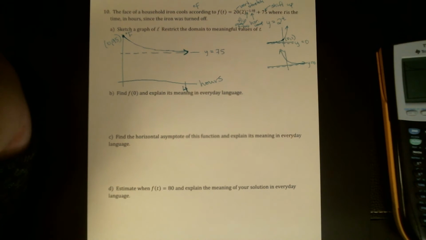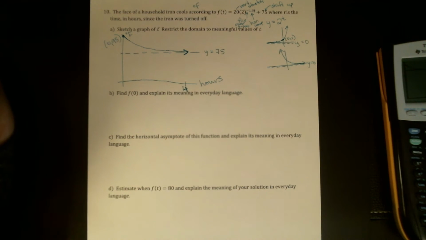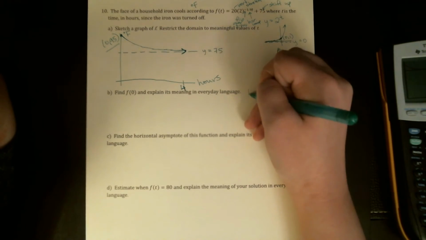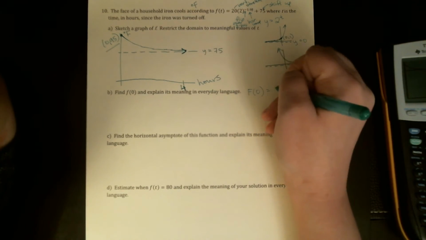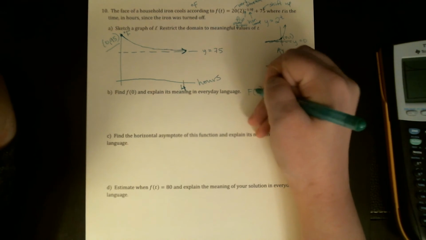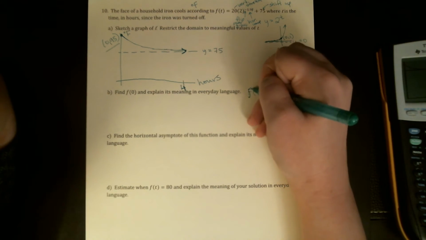Again, from here, I hope that the rest is actually pretty easy. If you can get a good picture, I'm hoping it's really intuitive to answer these questions. So first question is find f of 0 and explain its meaning. We've already done the find part. F of 0 is 95. So plug 0 into f. I guess it's a little f.